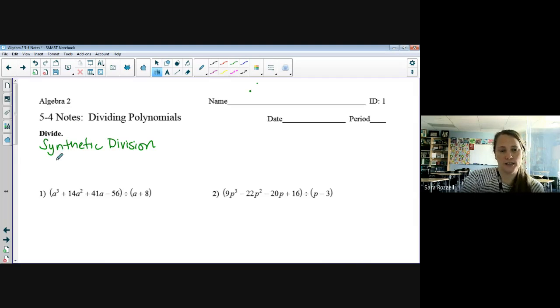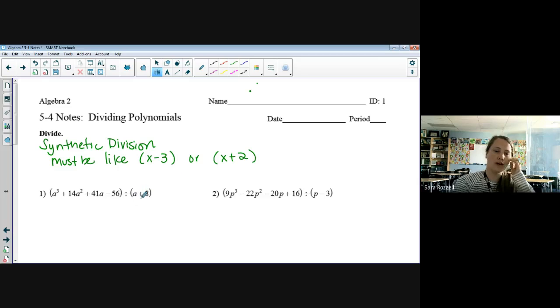So for our synthetic division, it has to be something like x minus 3 or x plus 2. That has to be what you're dividing by. There can't be a number in front of the x. The x can't be squared. It's just x plus a number or x minus a number. So if you have something else, we cannot use this method.